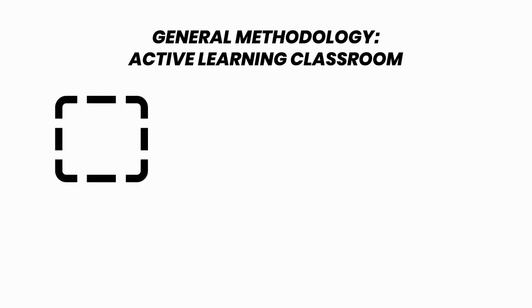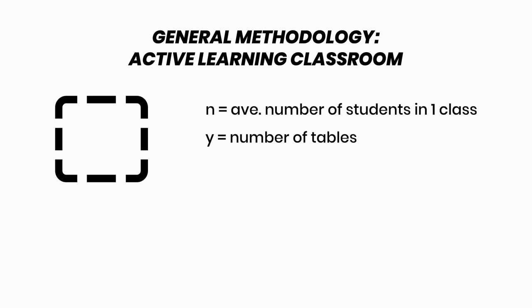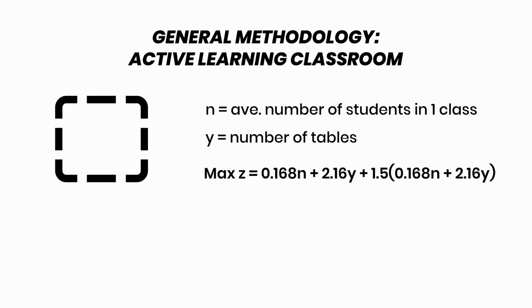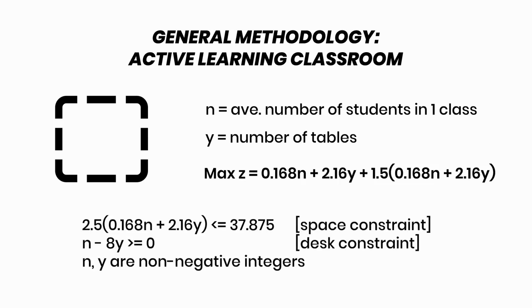To determine the size of the classroom, we'll be using a linear programming model, where n is the expected number of students in a class, and y is the number of tables. We'd then like to maximize z, which is the total area that will be occupied by the tables and chairs, with the following constraints. We have a space constraint and a desk constraint, and also a non-negativity constraint for n and y.